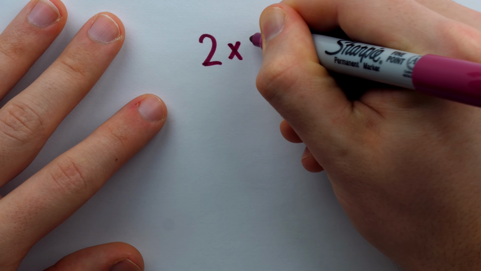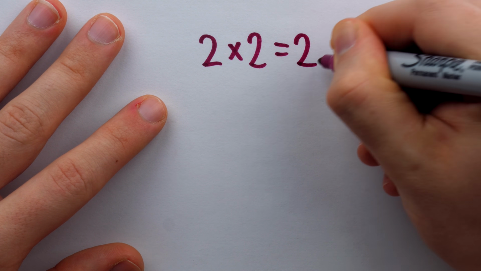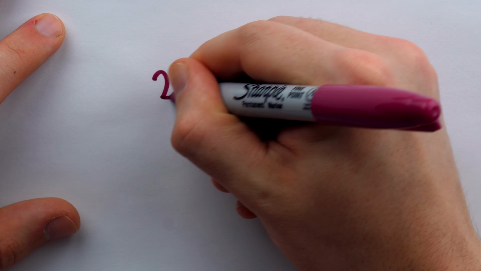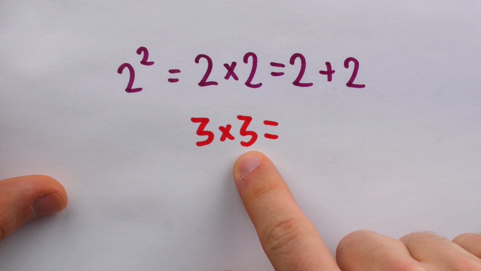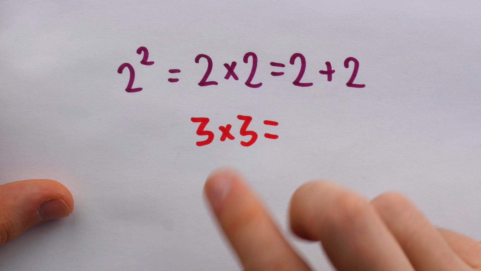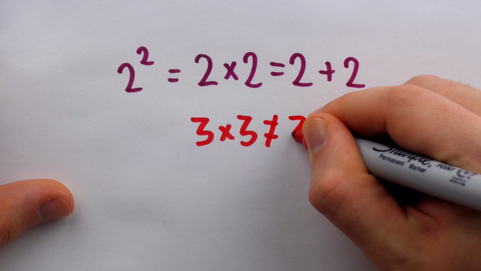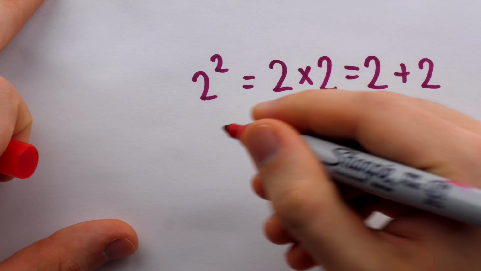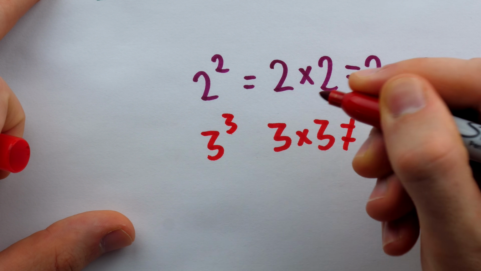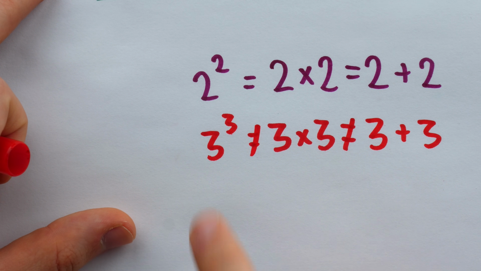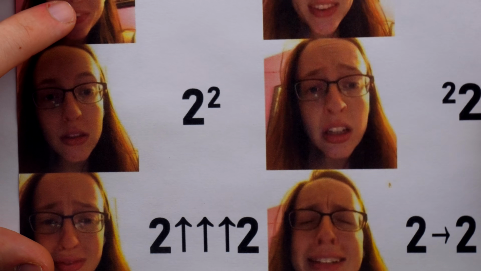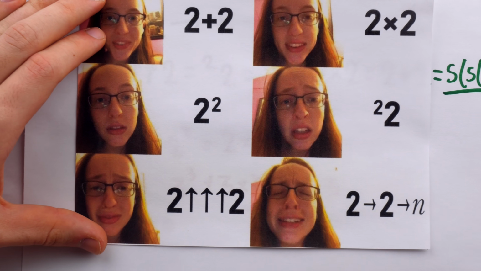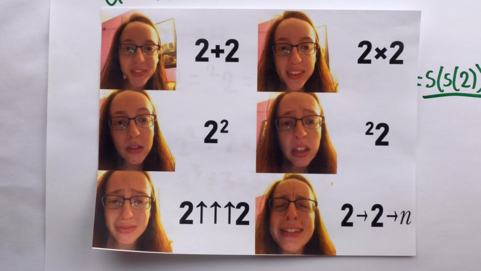2 times 2 means add 2 2s together. Just like 2 to the power of 2 means multiply 2 2s together. In contrast to 3 times 3, this does not mean add 2 3s together. 3 times 3 is not equal to 3 plus 3. And 3 to the power of 3 does not mean multiply 2 3s together. It means multiply 3 3s together. But thanks to 2 being what it is, and these operations being what they are, it can just slide between all of these operations with unimaginable grace.